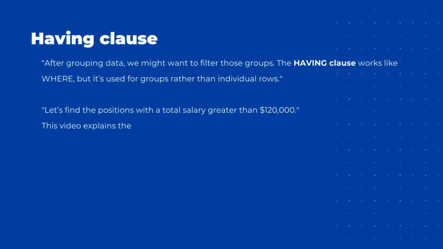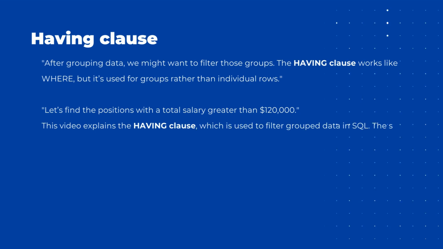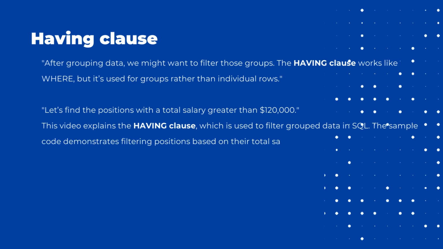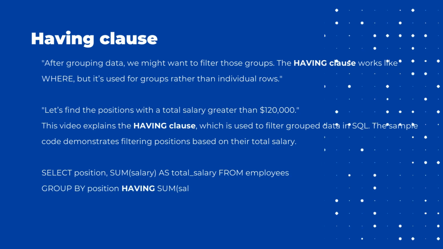This video explains the HAVING clause, which is used to filter group data in SQL. The sample code demonstrates filtering positions based on their total salary. SELECT Position, SUM(Salary) AS TotalSalary FROM Employees GROUP BY Position HAVING TotalSalary > 120000.